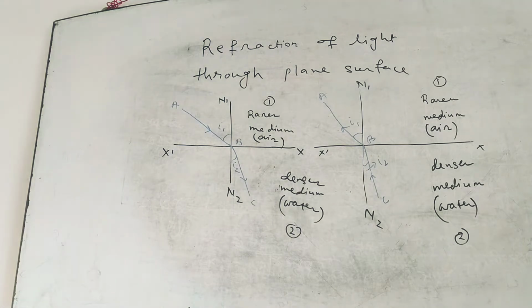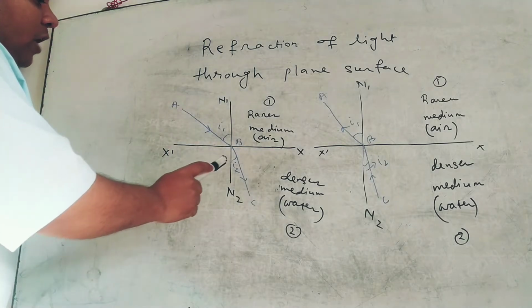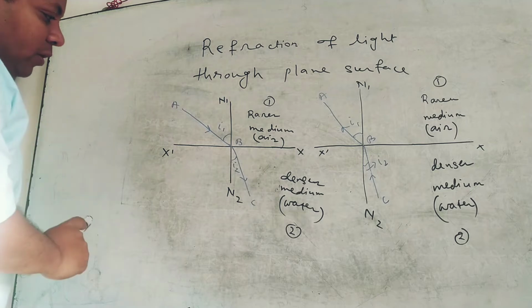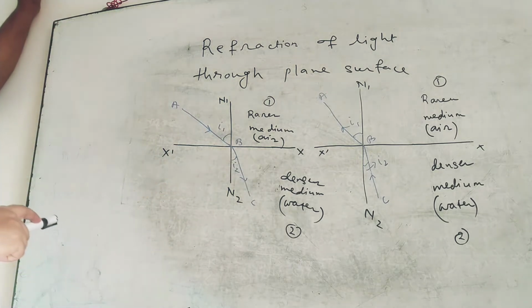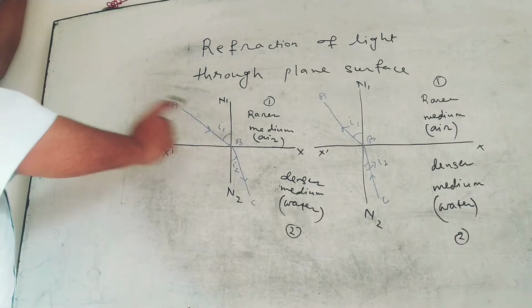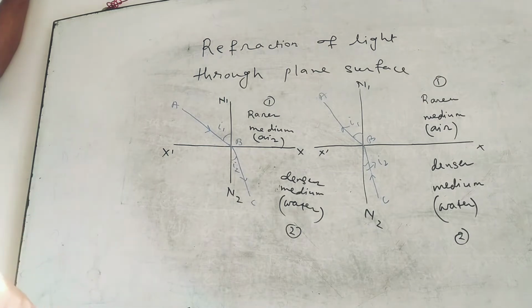And the second law states that the ratio of the sine of the angle of incidence to the sine of the angle of refraction is equal to a constant. That is, the ratio between the sine of the angle of incidence and the sine of the angle of refraction always remains constant. This constant is known as the refractive index of the second medium with respect to the first medium.